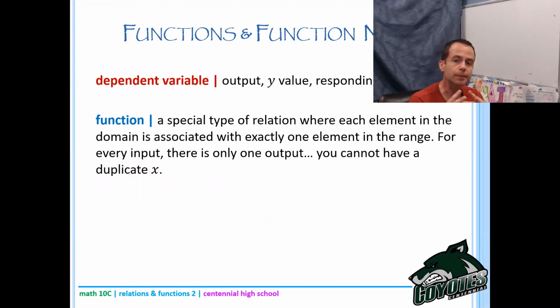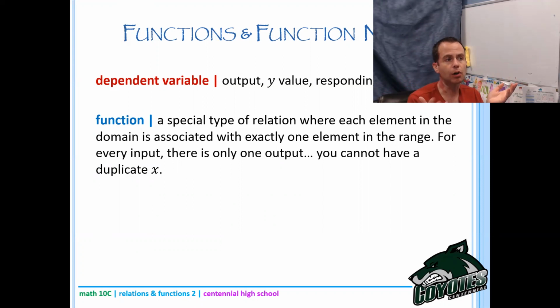So a function is a special type of relation where each element in the domain is associated with exactly one element in the range. For every input, there's only one output. In other words, you can't have a duplicate x. Now, we're going to unpack that a little bit, but I want you to understand a couple things before we keep going. All functions are considered relations, okay?